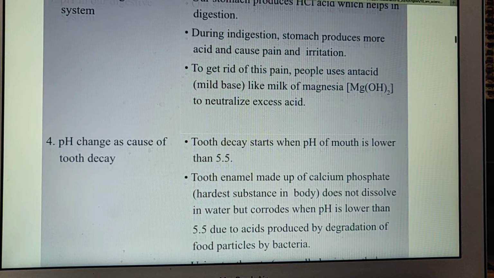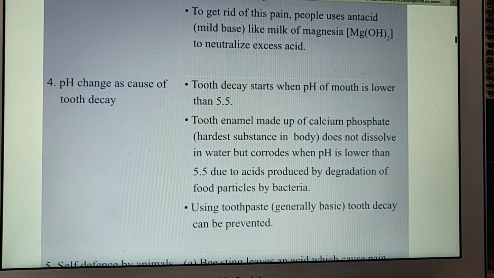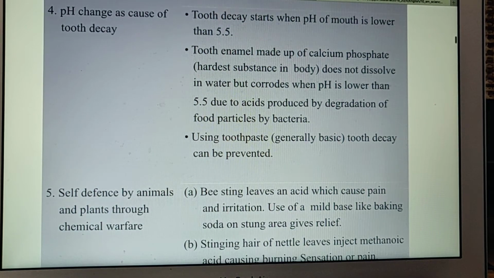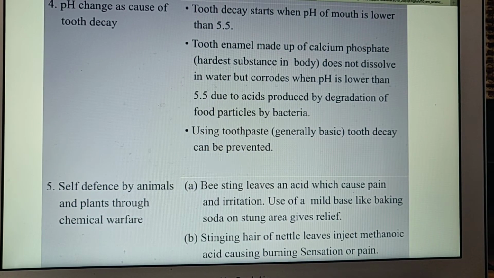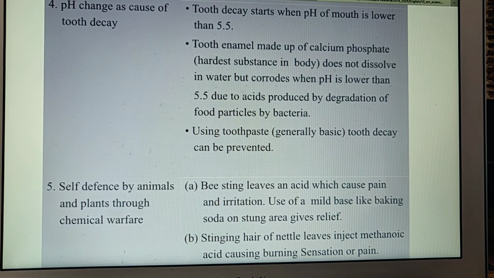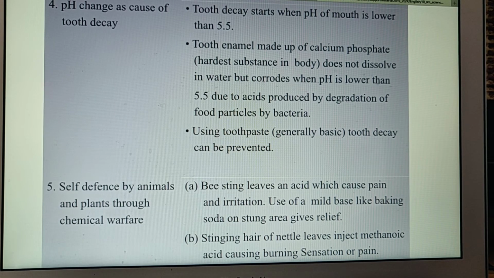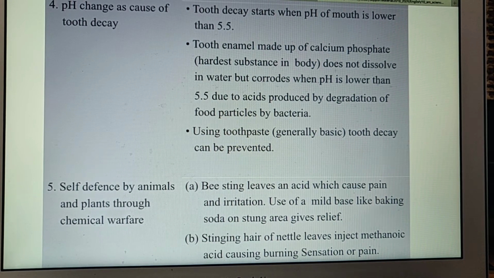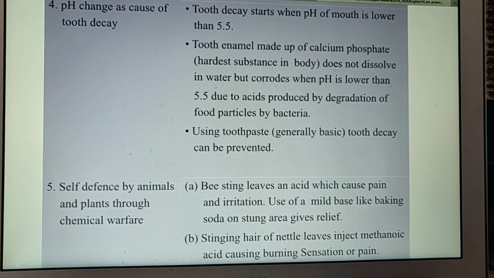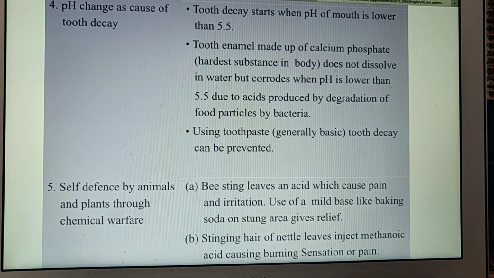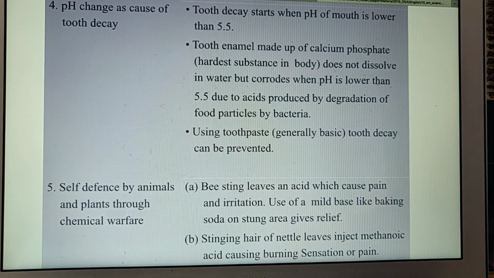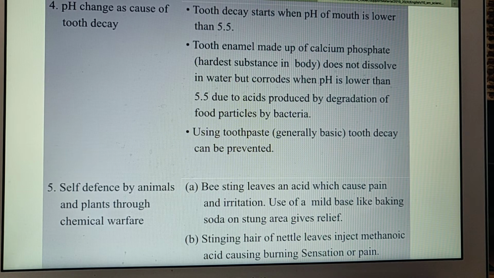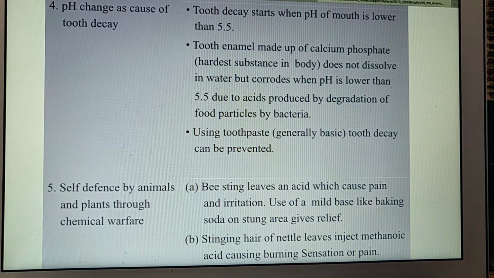pH changes are a cause of tooth decay. Tooth decay starts when the pH of the mouth is lower than 5.5. Tooth enamel, made up of calcium phosphate, is the hardest substance of our body. It does not dissolve in water but corrodes when the pH is lower than 5.5 due to acids produced by degradation of food particles by bacteria if food particles are left in your mouth.